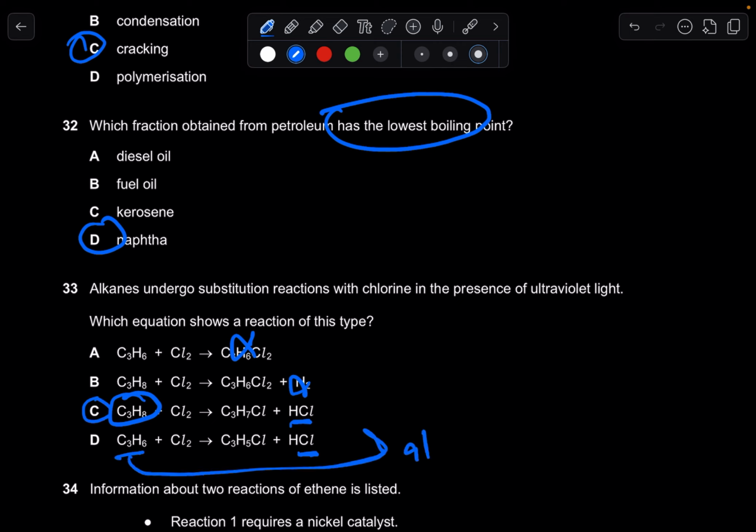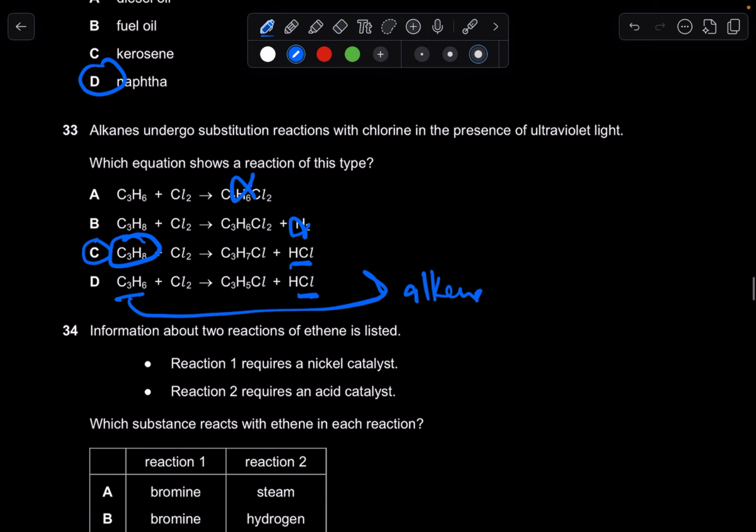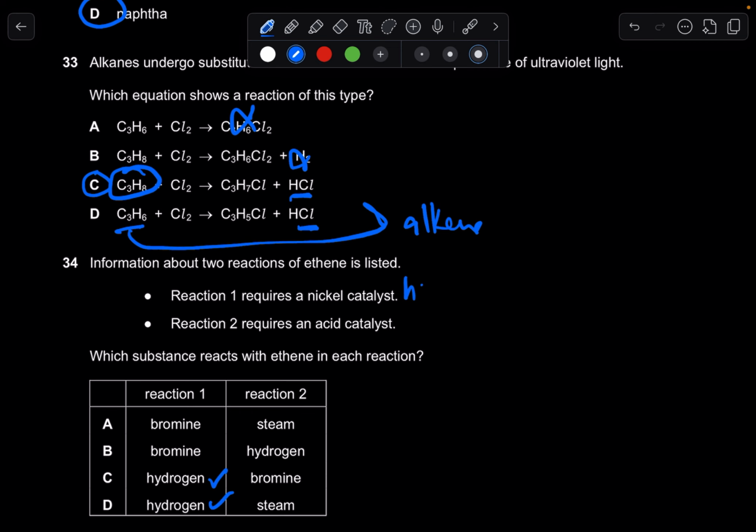So an alkene cannot undergo substitution like this. So it's going to be option C. Information about 2 reactions of ethene is listed. Reaction 1 requires a nickel catalyst. So that's going to be addition of hydrogen, because that's hydrogenation.